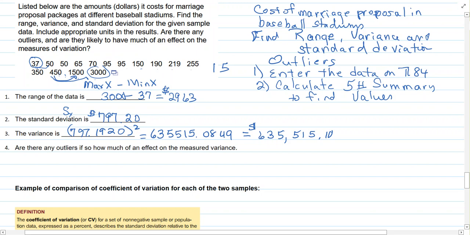So yes, there are two outliers. There are the 1,500 and the 3,000. Okay, so now we're going to address the problem.